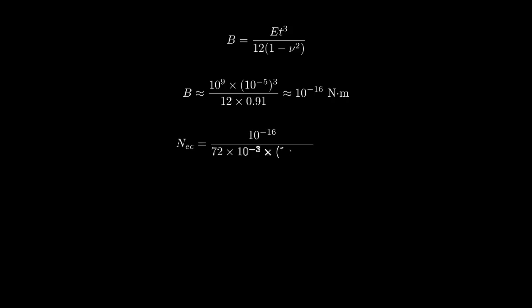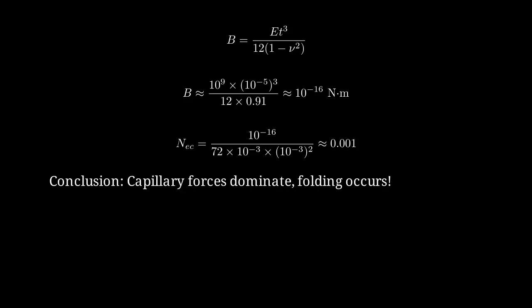Now we calculate the elasto-capillary number. B is 10 to the negative 16, gamma is 72 times 10 to the negative 3, and L squared is 10 to the negative 6. This gives us approximately 0.001, which is much less than 1. Since the elasto-capillary number is much less than 1, capillary forces will dominate and the membrane will fold. This is the perfect regime for observing capillary origami.